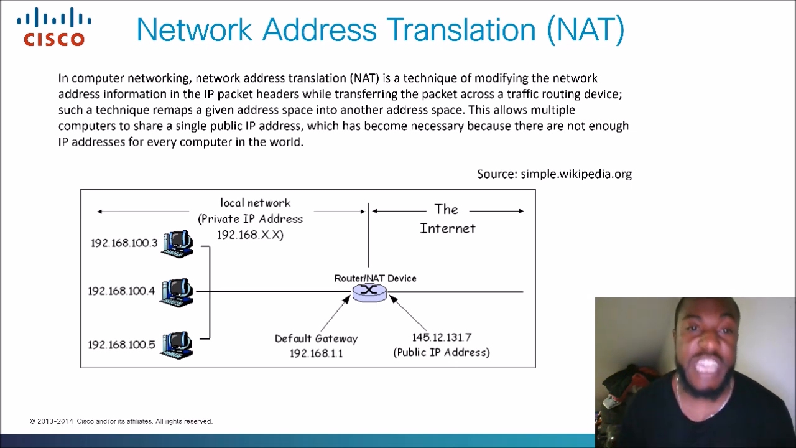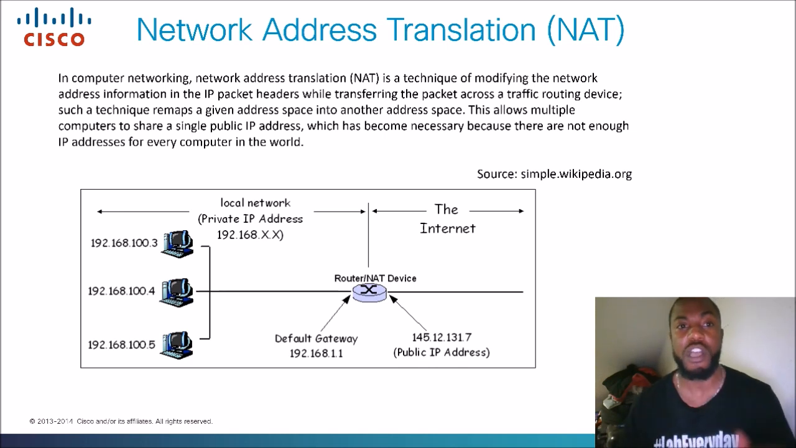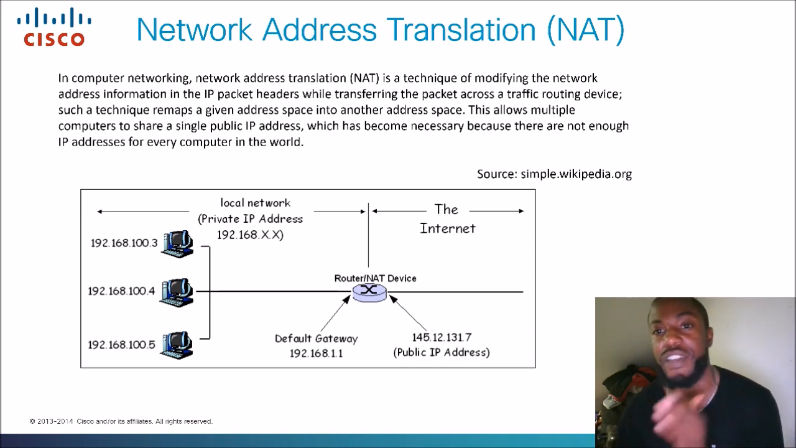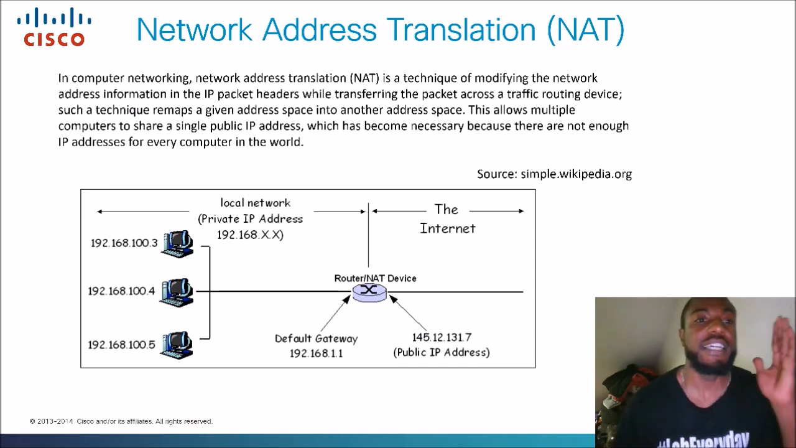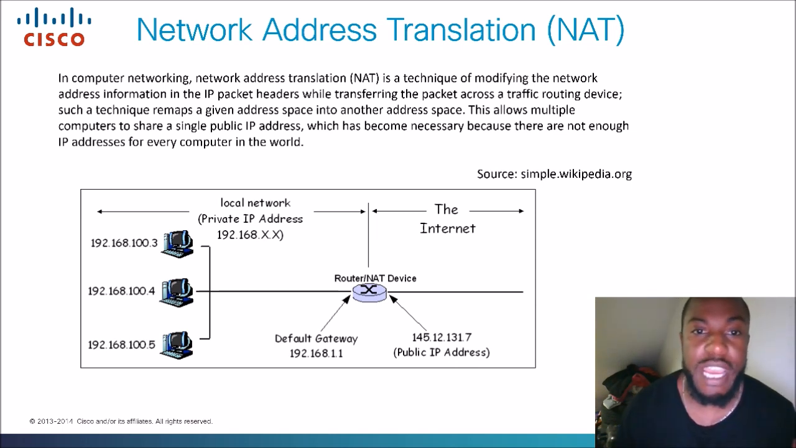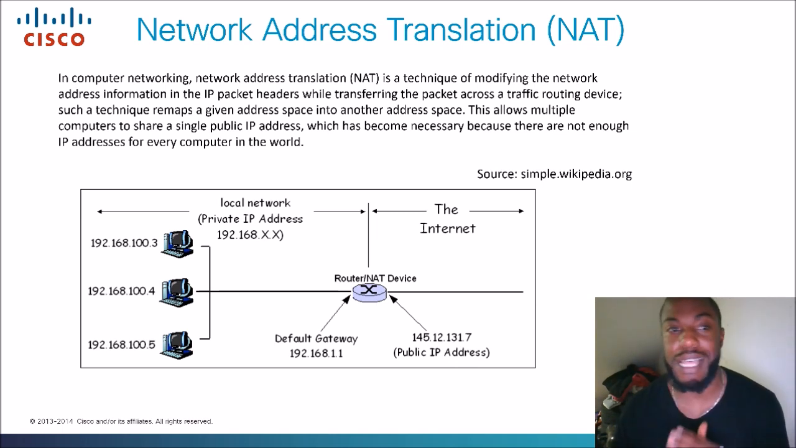In computer networking, network address translation is a technique of modifying the network address information in the IP packet headers. I guess that's still kind of blah, blah, blah, right? While transferring the packet across a traffic routing device. Such a technique remaps a given address space into another address space. This allows multiple computers to share a single IP address.